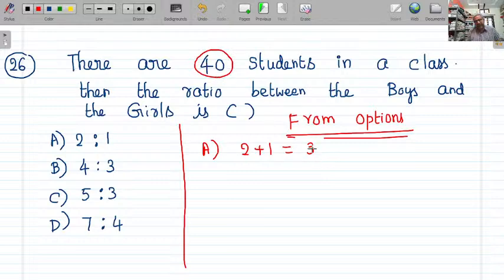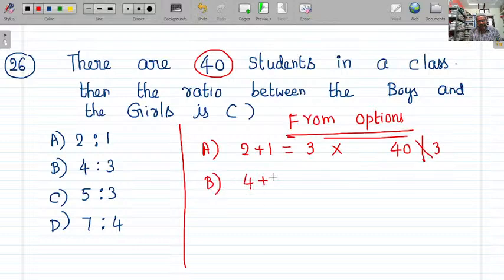So you need to check it. 40 is not a multiple of 3. That means 3 does not divide 40. So it's incorrect. Go to option B.